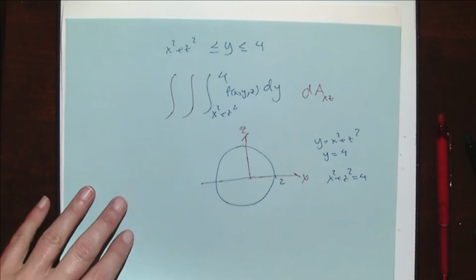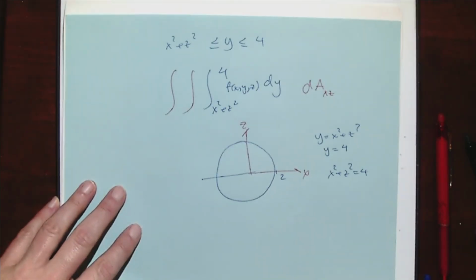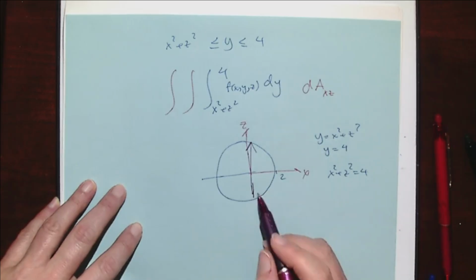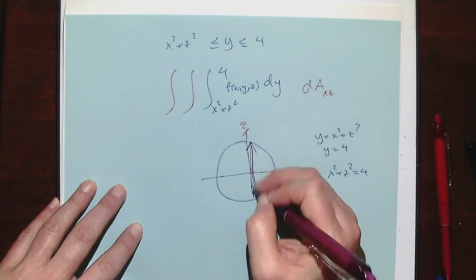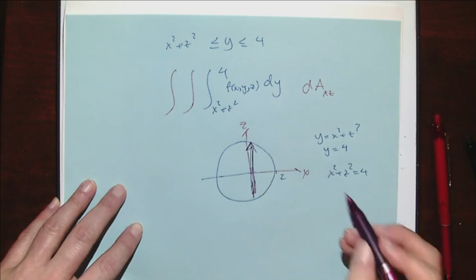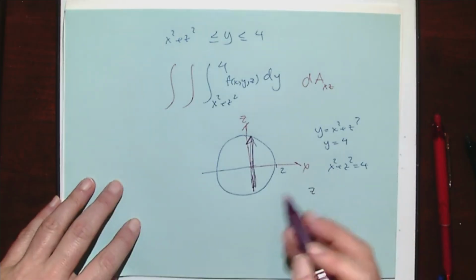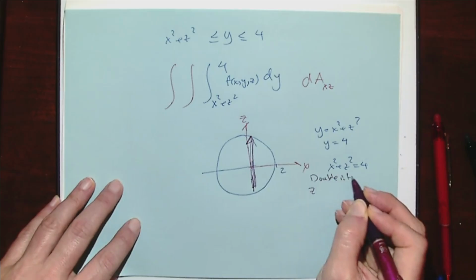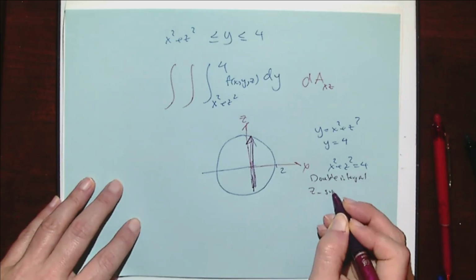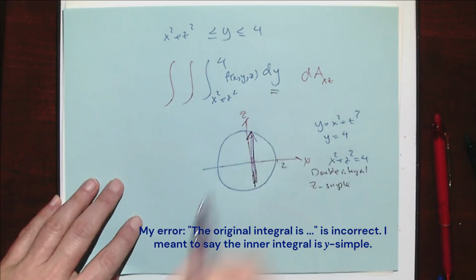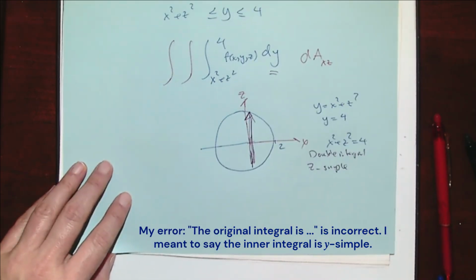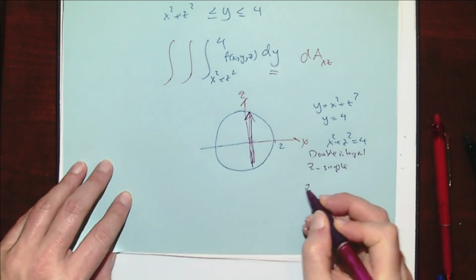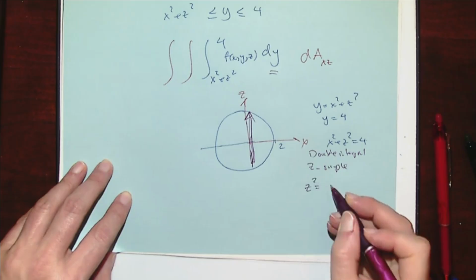So x simple or y simple, or does it matter? Either one. Both of them are nasty. I did y simple. Z simple for the double integral, because the original integral was y simple. Now, in the z simple, I solve for z. What do I get?